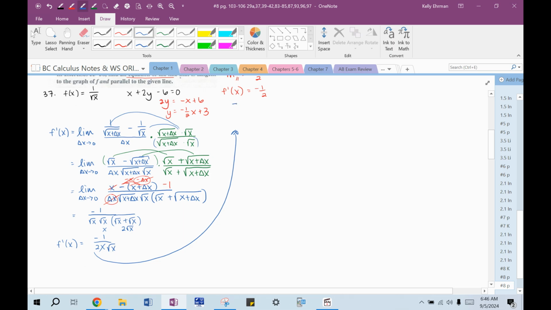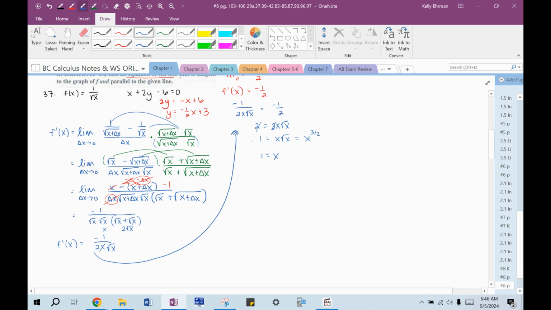All right, so if negative 1 over 2x radical x is equal to negative 1/2, maybe you can just look at this and see that it's going to be x equals 1, but you can also do some solving. You could multiply this over to this side. 2x radical x would have to equal 2, and divide things out. You could also make this x to the 3/2. So either way, you're going to get that x equals 1.